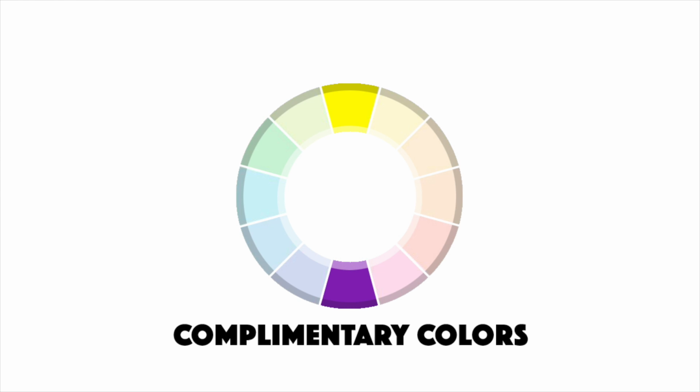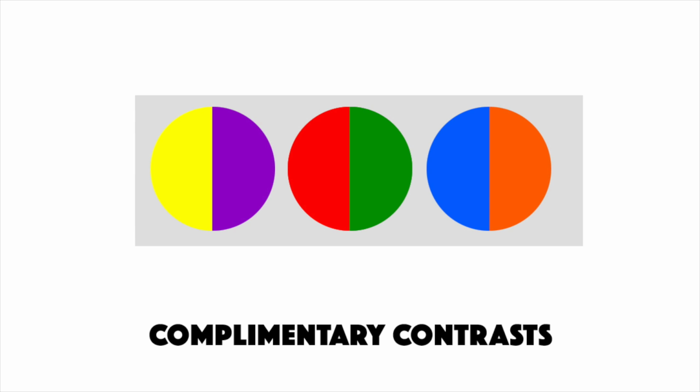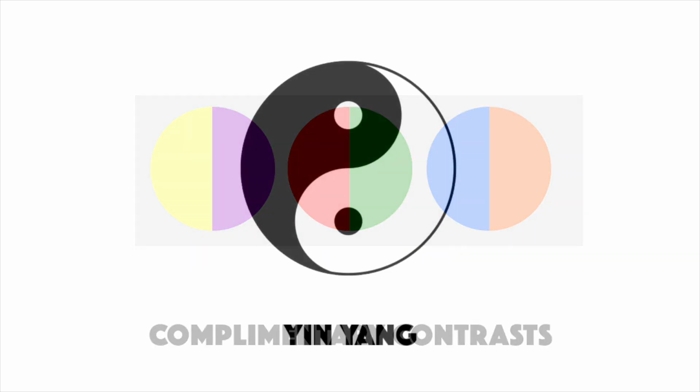And another cool thing about them is that complementary colors also contrast with each other. And what is contrast? When two things are placed beside each other and they're strikingly different from each other, then they contrast from one another. With color, the same thing is true. However, the best example of contrast is actually the ancient Asian symbol for balance and harmony called the yin-yang.